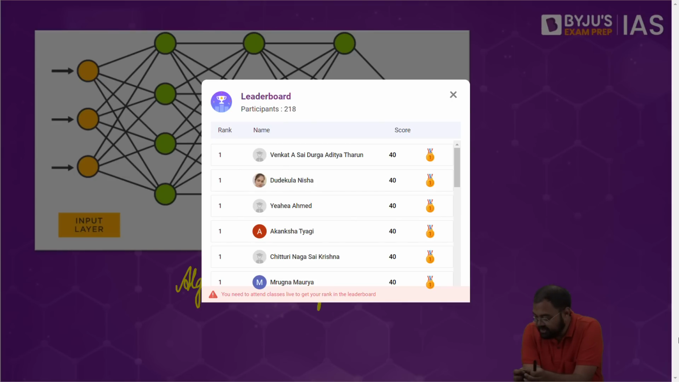Difference between ChatGPT and AI. ChatGPT is a kind of AI. Will you also teach us environment? I think environment classes will be taken by Mukesh Jha sir, if I'm not wrong. Sunday we don't have any class, no.